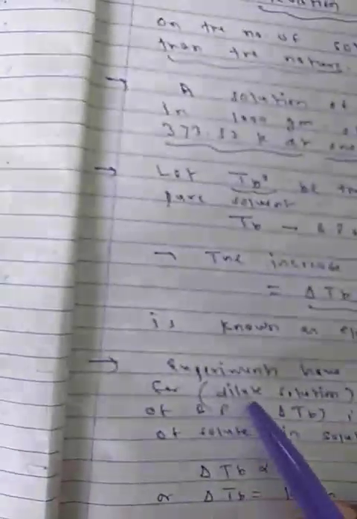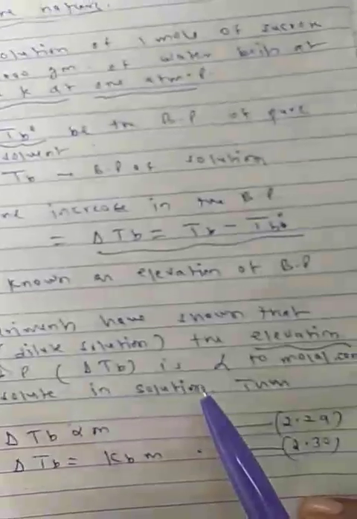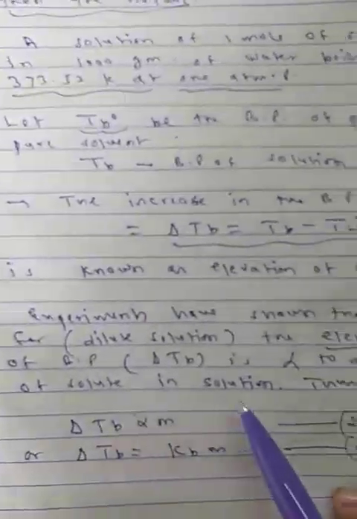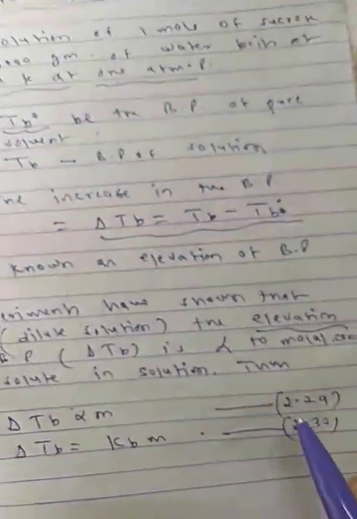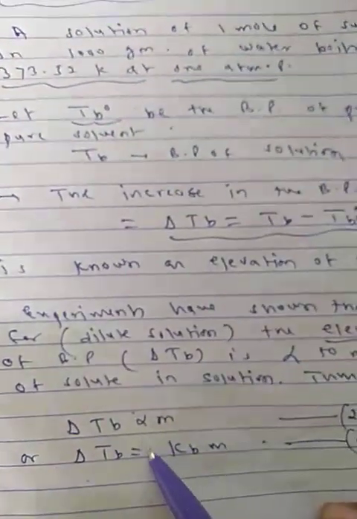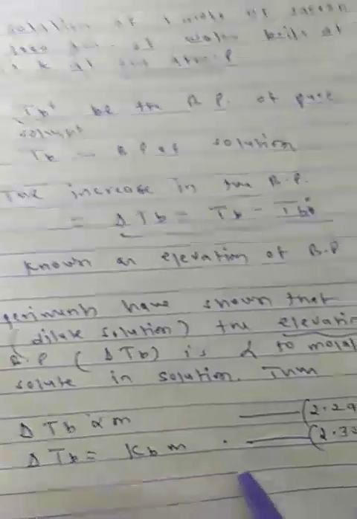Okay, follow? Now experiments have shown that for a dilute solution, the elevation of boiling point delta Tb is proportional to the molal concentration of solute in solution. Thus, delta Tb is directly proportional to m. This equation is 2.29. We will remove the proportionality sign and add a constant called Kb, so delta Tb is equal to Kb m. This equation is 2.30.